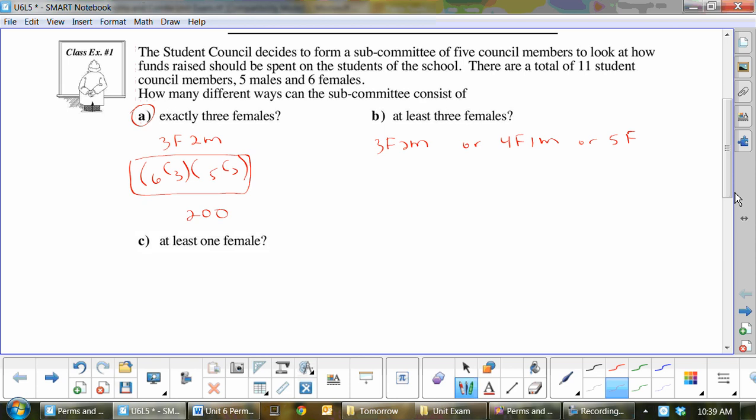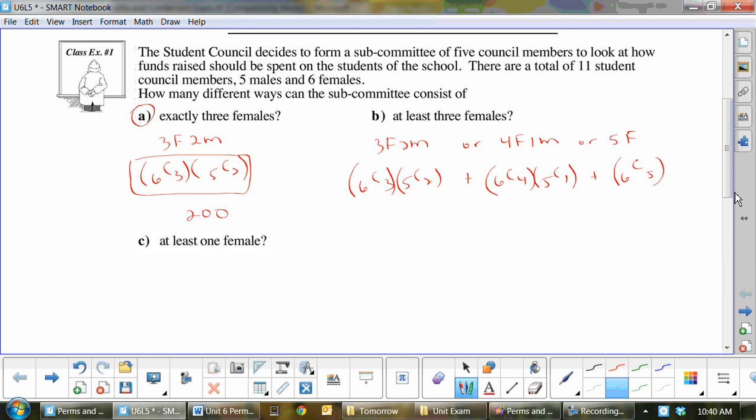Now, the 3 females, 2 males, well, that should be what we had here, 6C3, 5C2. Or it's the plus sign. And we will go 6C4, 5C1. Or 6C5. Now you could put 5C0. How many ways can you pick nobody? It's actually one way. Okay, that is a possibility, right? That's one way to pick nobody.